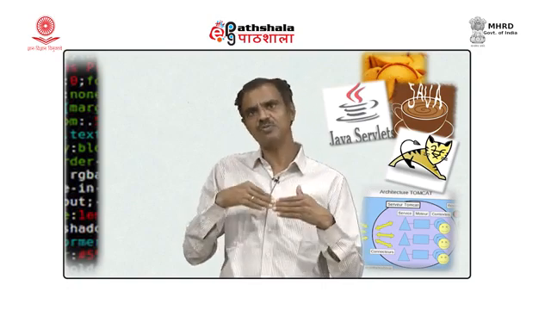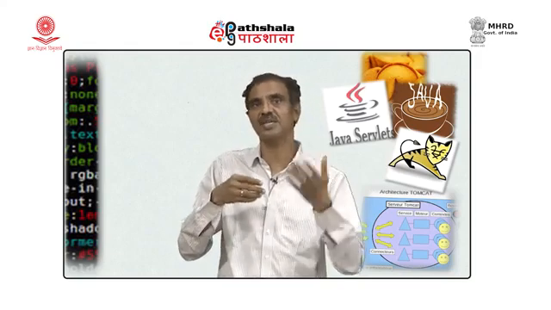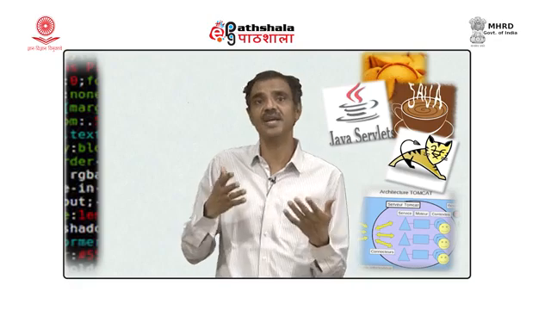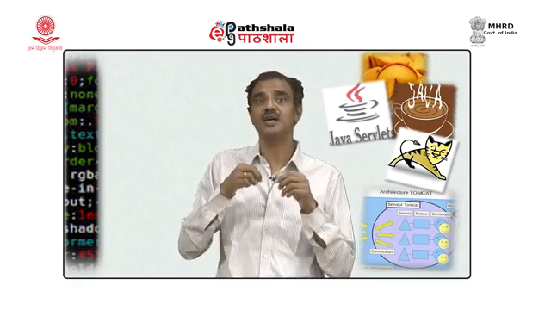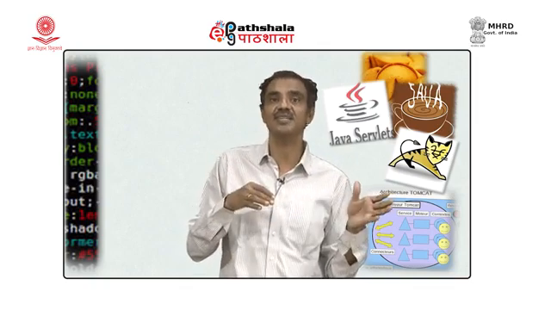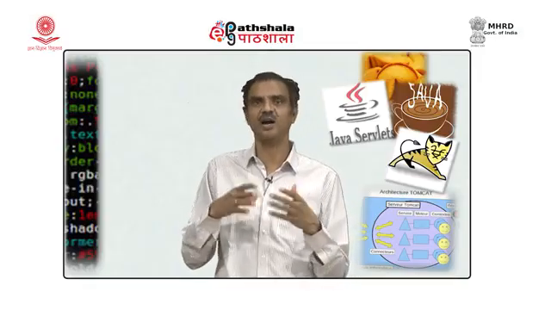So, when the doAfterBody is there, you have the body content object available, which is where the content is appended, and you can then decide what you would like to do with the content. The content is now with the tag. The content was never with the tag in the iteration tag. In case of a body tag, the content is available directly to the tag, and then this tag can decide how to use it, fine.